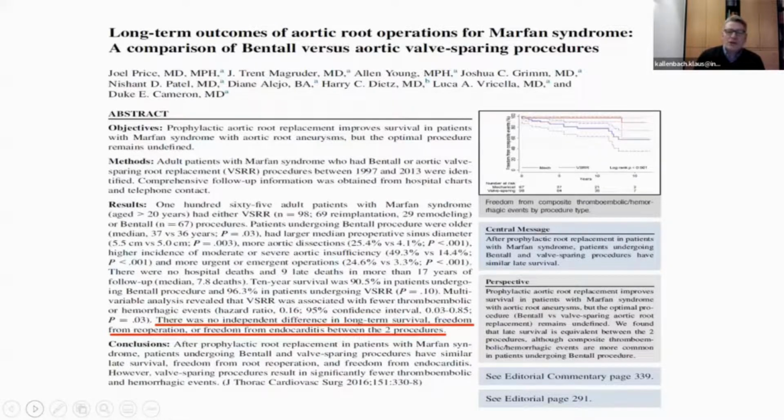The most important result of the study is that there was no independent difference in long-term survival, freedom from reoperation or freedom from endocarditis between the two procedures. And they compared the Bentall versus the aortic valve sparing procedure. So this was one very important study, with not a big number of patients in a cohort, showing that there is no difference in terms of longevity. But don't forget, the Bentall operation needs anticoagulation.